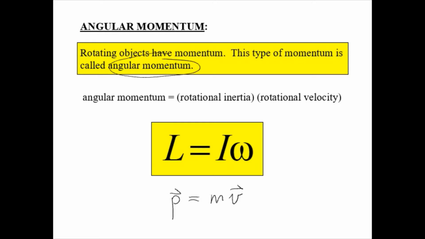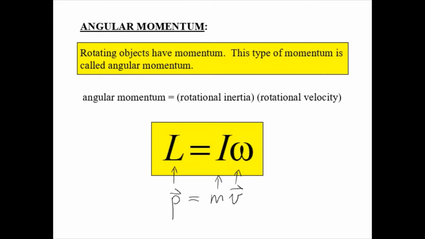Angular momentum is equal to, of course, everywhere before we saw an m, we've been putting an I for rotational inertia, and everywhere we saw a v before, we've been putting an omega for angular velocity. So the angular momentum, which we actually use a capital L for, is equal to rotational inertia times angular velocity, or rotational velocity.